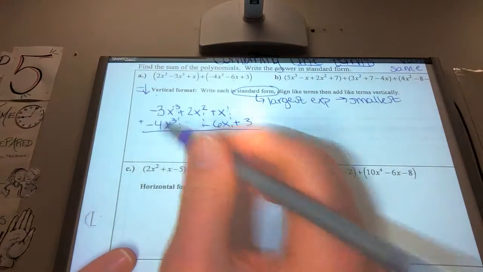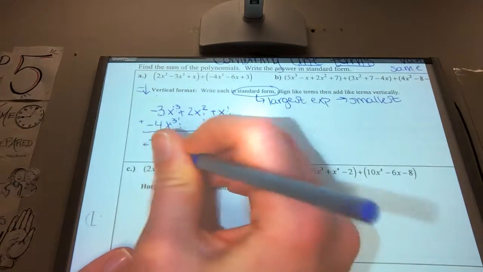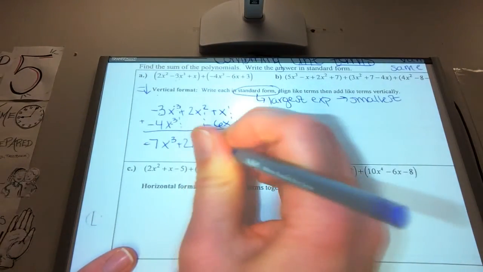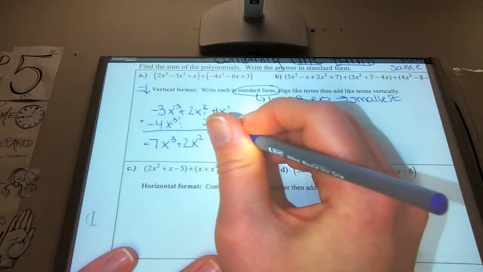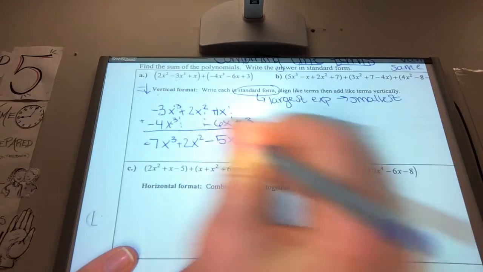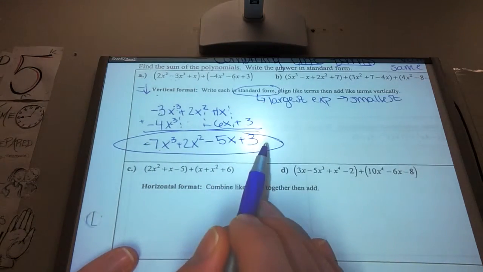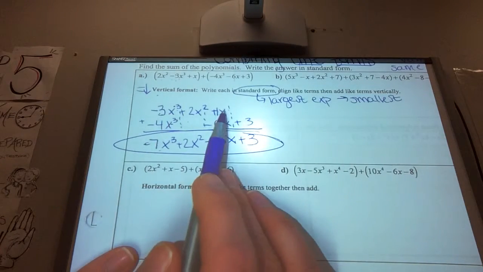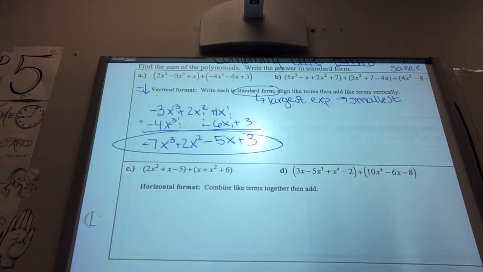So I have my x cubed, so this is all we're doing, combining like terms. I have negative 3, I have negative 4, I have negative 7, x cubed. And then positive 2x squared, nothing to combine it with. And then for my x's, I have 1x, and I take away 6x, I have negative 5x, and then nothing to combine with the 3. That's my final answer. Again, in standard form, 3, 2, 1, nothing, largest exponent to smallest. Setting it up so that my like terms are on top of each other and so that it's in standard form. I'll give you a chance to write and then we'll do another one.